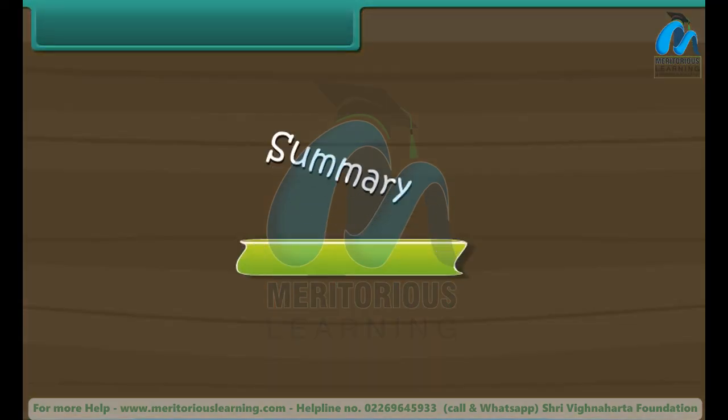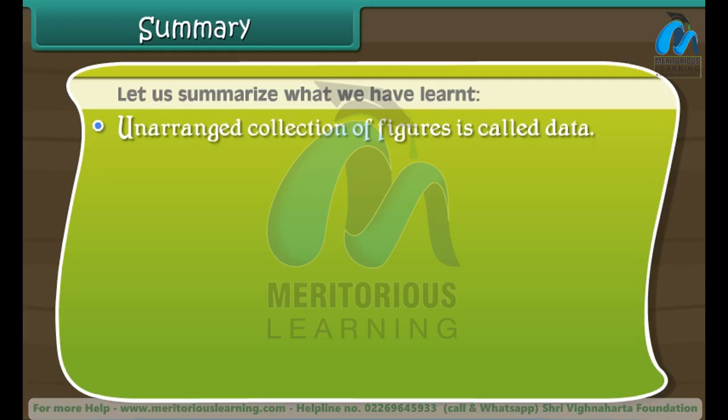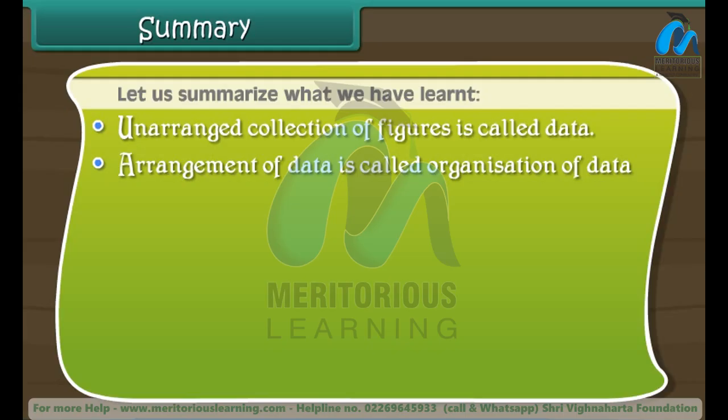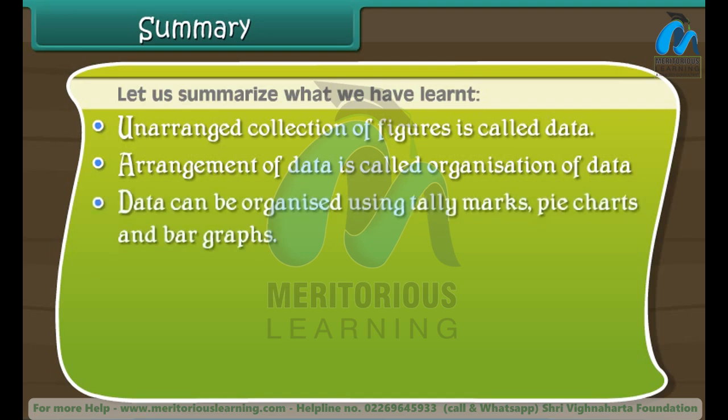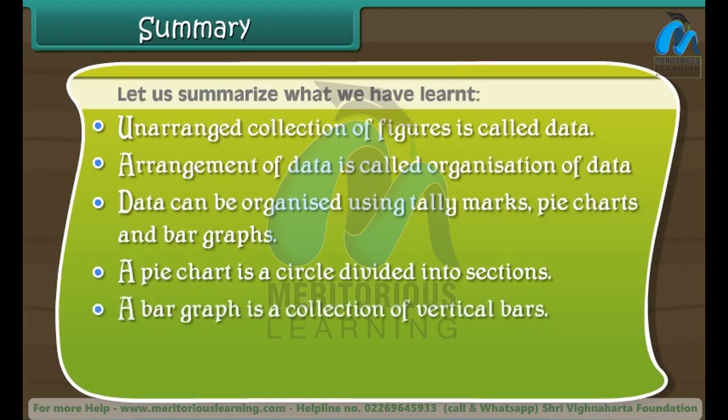Summary. Let us summarize what we have learned. Unarranged collection of figures is called data. Arrangement of data is called organization of data. Data can be organized using tally marks, pie charts, and bar graphs. A pie chart is a circle divided into sections. A bar graph is a collection of vertical bars.